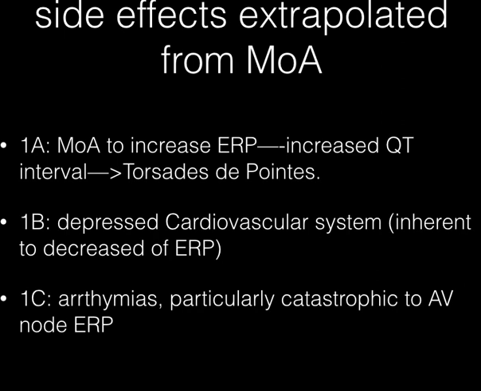So when we're extrapolating the side effects from the mechanism of action, for 1A, since it increases the ERP, it increases the QT interval and can lead to torsade de pointes. For 1B, they're kind of the anesthetic class. They decrease the ERP, and that can cause a depressed cardiovascular system. 1C oftentimes leads to arrhythmias, and it can be particularly catastrophic to the AV node effective refractory period.